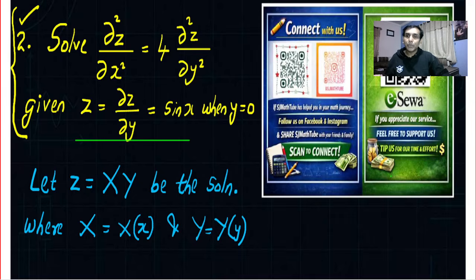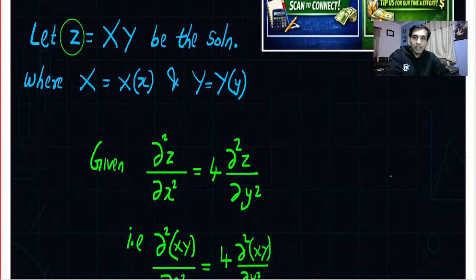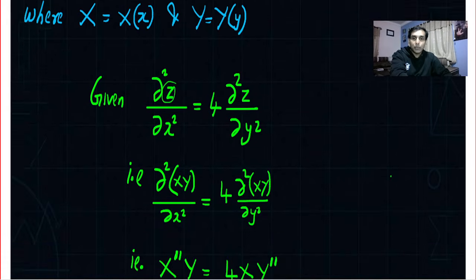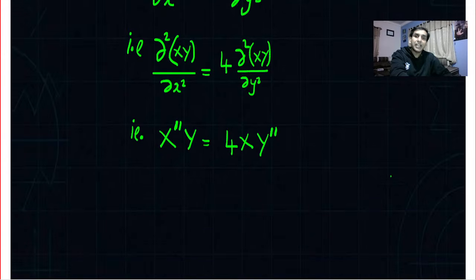Let z equal to, why did I take z equal to? Because the function is named as z. Let z equal to x into y be the solution. Anyway, don't expect a trivial case like the first one. And I wrote the equation. Solution will balance the equation. So converted it into standard notation.